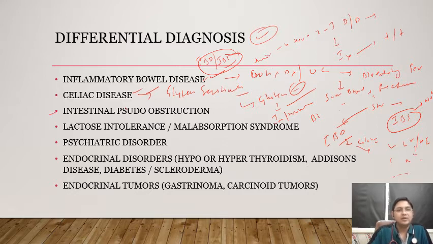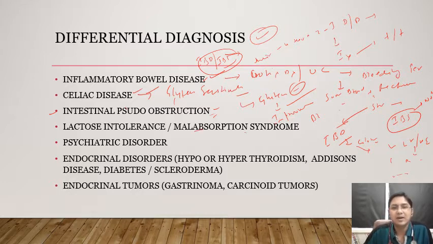And intestinal pseudo obstruction, there can be a possibility when the patient has a heavy load of worm infestation, or there is some paralytic ileus which presents with features of intestinal obstruction, but there is no true obstruction. So we can think of this.